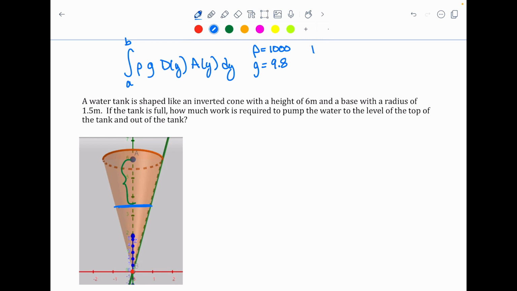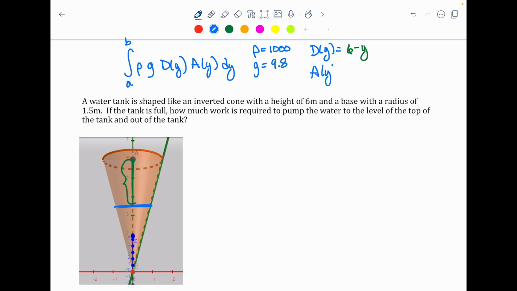Well, our distance function actually isn't too complicated. The distance, once again, is just that distance between our random slice and the top of the tank. In this case, we can say distance is 6 minus y, and that will give us the distance between that slice and the top of our tank.